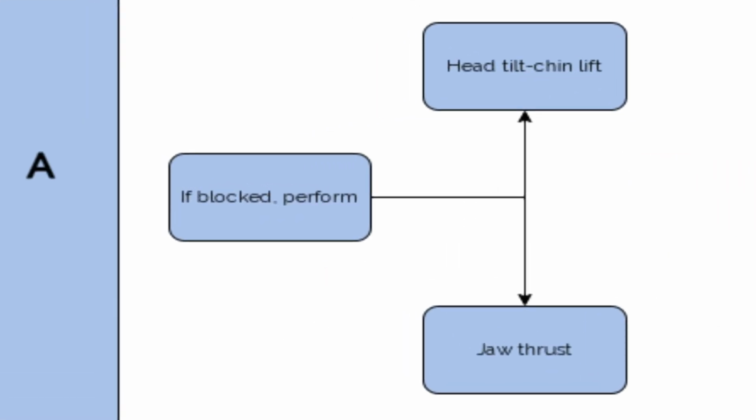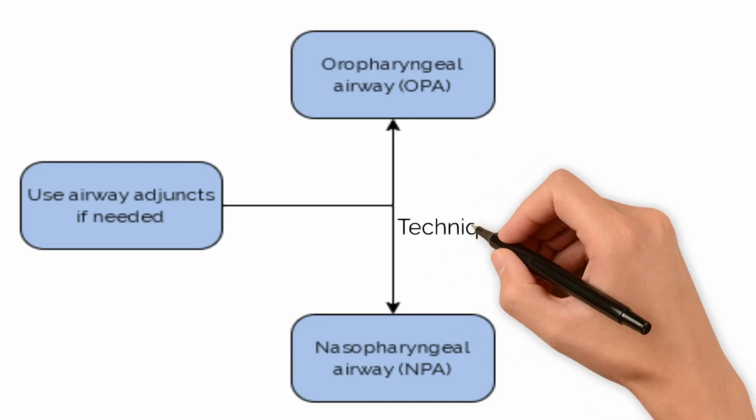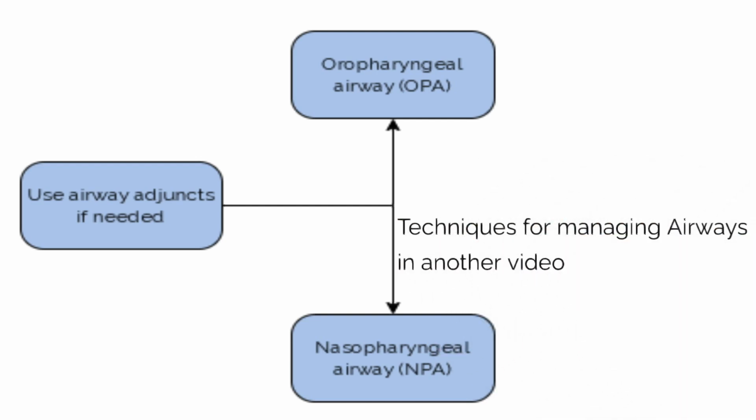If the patient's airway is compromised, you can use the following interventions. Perform a head tilt chin lift or jaw thrust to open up the airway. If needed, insert an airway adjunct such as an oral pharyngeal or nasal pharyngeal airway. I will cover techniques for managing airways in more detail in another video.